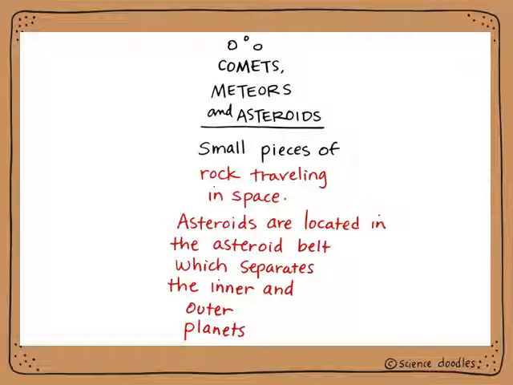Right, so comets, meteors, and asteroids, these are small pieces of rock that are traveling through space. When we say small, it depends on which one of these three we're talking about. Comets can be quite large, meteors are a little bit smaller, and asteroids can be very large. If a meteor could be the size of maybe a car, an asteroid could be the size of a city or a state. So these all have very different sizes. Asteroids are located in the asteroid belt, which separates the inner and outer planets. The asteroid belt, again, is between Mars and Jupiter.